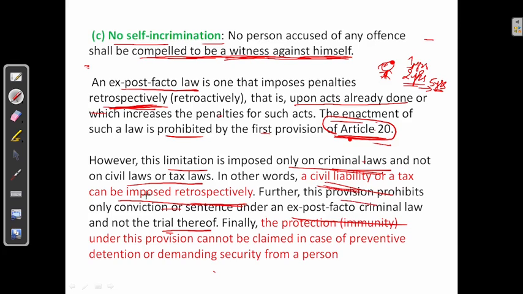Further, this provision prohibits only conviction or sentence under the ex post facto criminal law and not the trial. These limitations are imposed only on ex post facto criminal laws. Finally, the protection under this provision cannot be claimed in case of preventive detention or demanding security of a person.